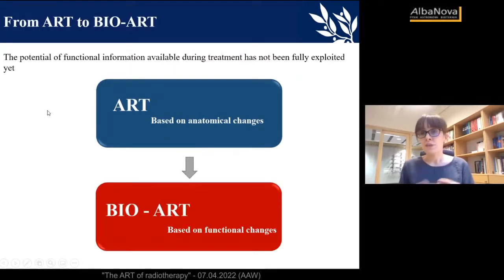While what I think will be the future of radiation therapy is a shift from ART to bioART. So a change, an adaptation of the treatment based on functional changes. So far, the potential of this functional imaging for radiation therapy has not been fully exploited. Still, there are aspects to understand and limitations to overcome. But I think the future of radiation therapy will go in this direction, since we cannot avoid taking into account the change of radiation sensitivity during treatment.